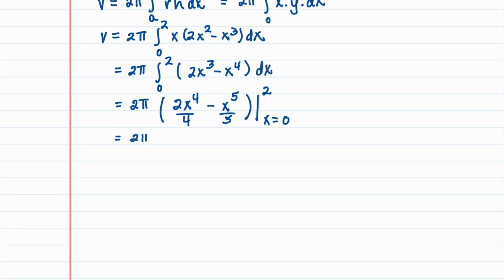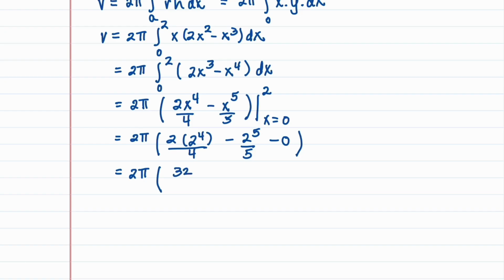Now let's substitute in that x is equal to 2. So we have 2 times 2 to the fourth all over 4 minus 2 to the fifth over 5, and then we subtract off 0. This gives us 2 pi. 2 to the fifth is 32. So we have 32 over 4 minus 32 over 5. Let's pull the 32 out. So this gives us 64 pi. And then we have 1/4 minus 1/5.